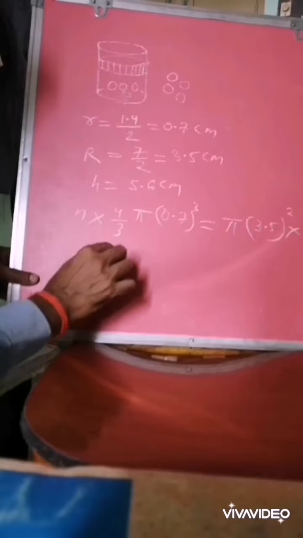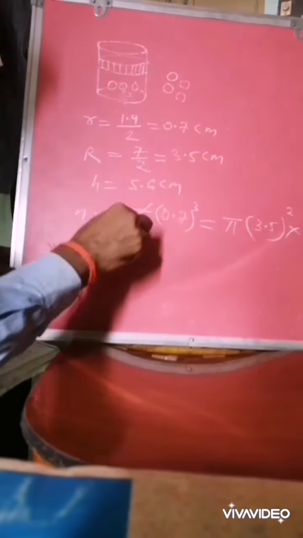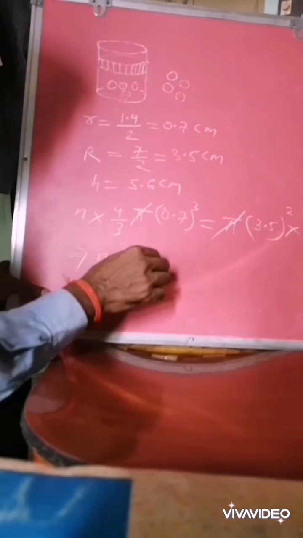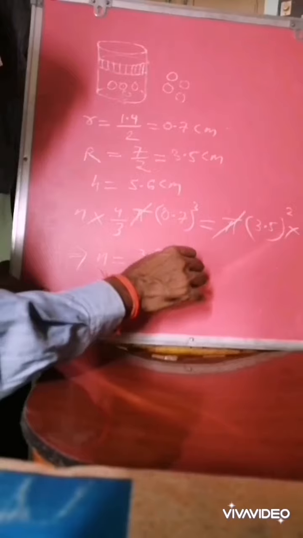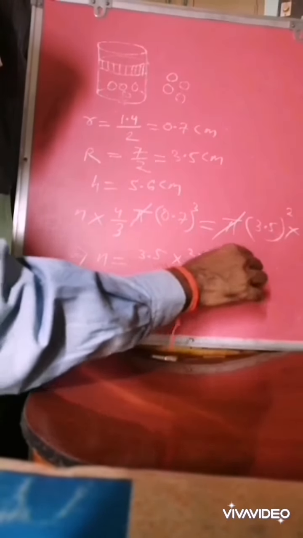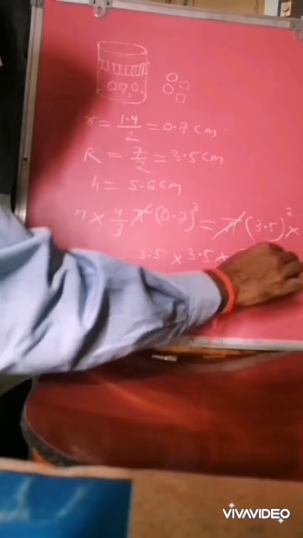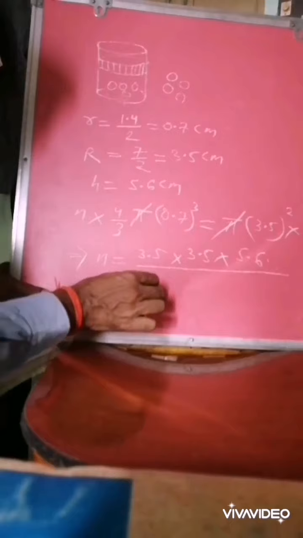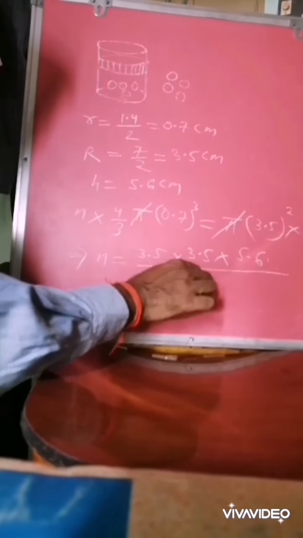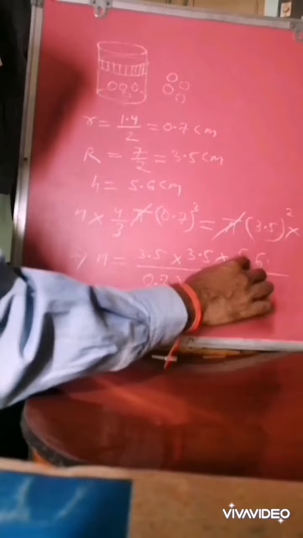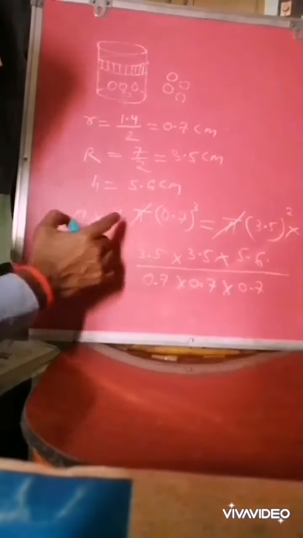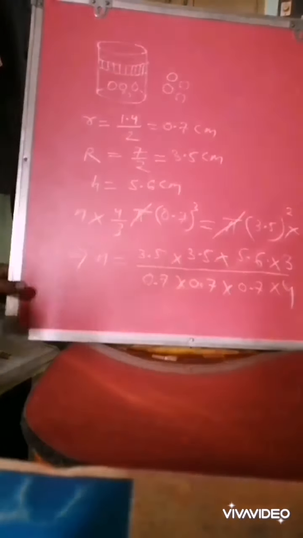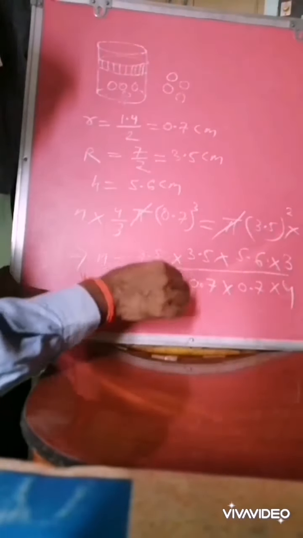Therefore, n is equal to, you can cancel pi from both sides. Pi cancels, bring that to the other side. So it is 3.5 whole square into 5.6, whole divided by 0.7 whole cube. You can write it as 0.7 into 0.7 into another 0.7, and 4 by 3 will become 3 by 4, denominator 4 and numerator 3. Now cancel.